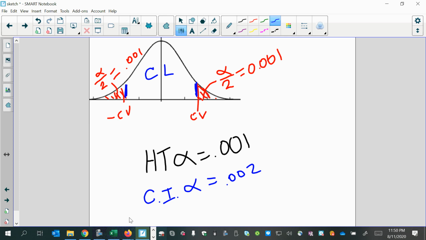But the good news is that since the area stayed the same, the critical value also stayed in the same place. So whatever the critical value is for your hypothesis test, that will be the critical value for your confidence interval.